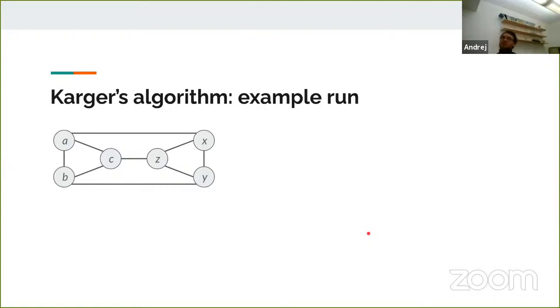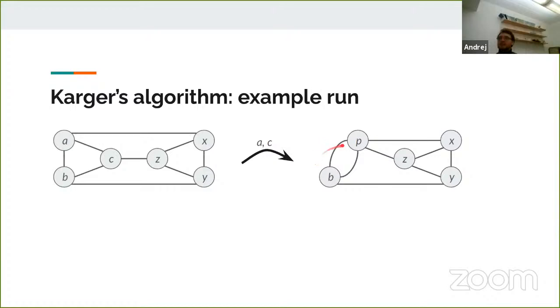And now let's see how the algorithm works in an example run. So consider this 6-vertex graph with nodes A, B, C, X, Y, Z. It's kind of similar to the 2 triangles example we had previously, except now there are more edges. Suppose in the first step, we choose the edge between A and C, and we want to contract it. So now A and C are merged into a vertex that we call P. Now both A and C were connected with B, so there are 2 edges between B and P.